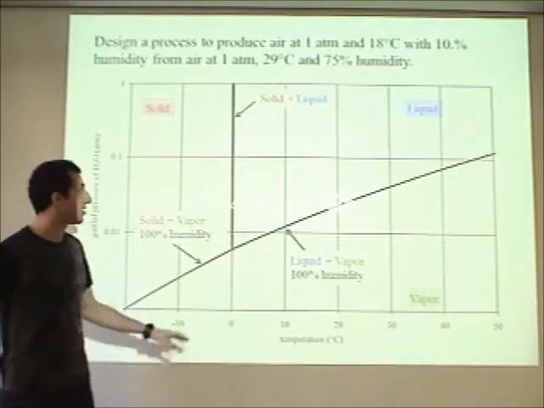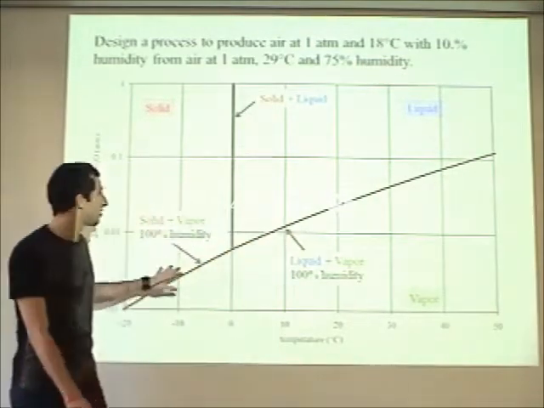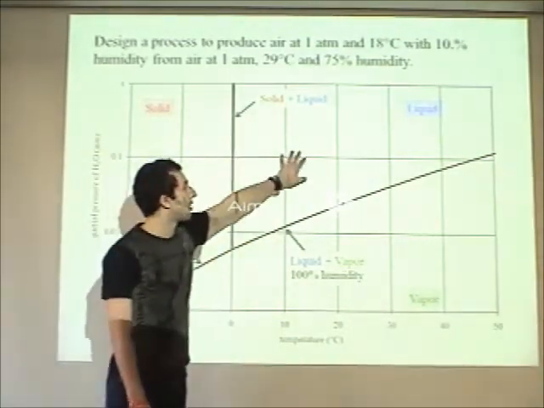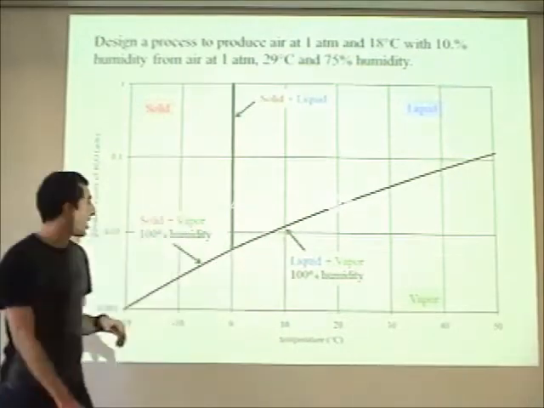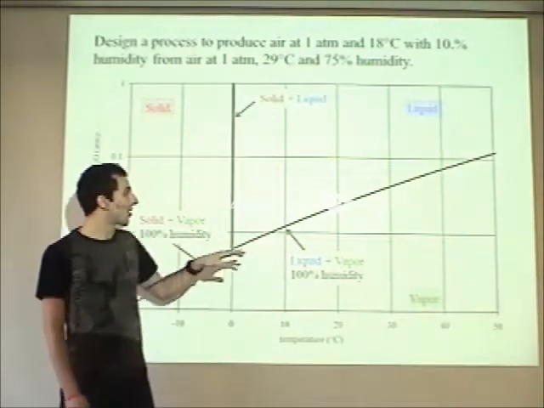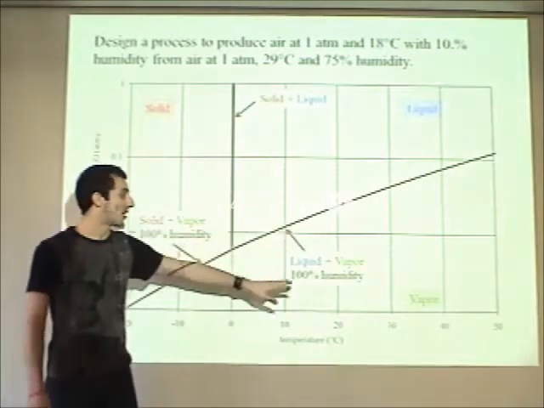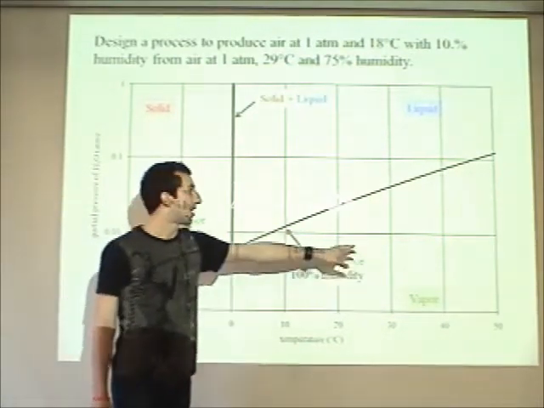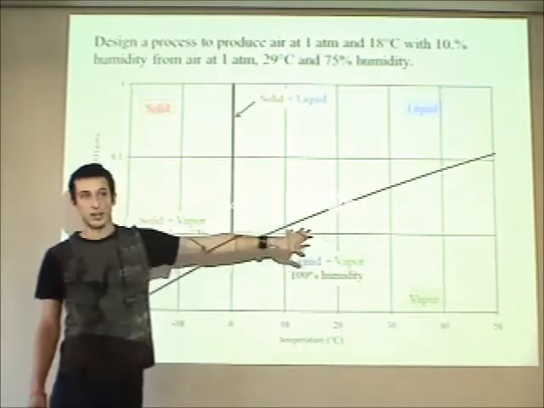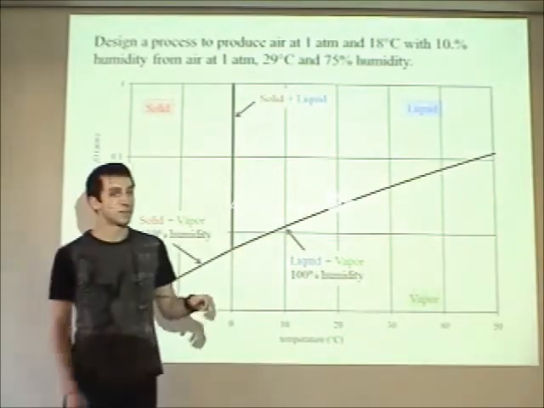And then these lines are going to be our two-phase regions that are just bounding the single-phase regions here. For the solid-vapor and liquid-vapor lines, points on here correspond to 100% humidity. That's where the vapor is completely saturated with water.